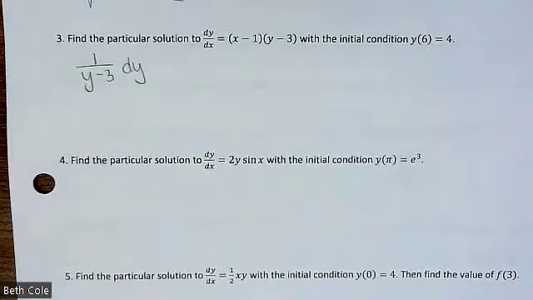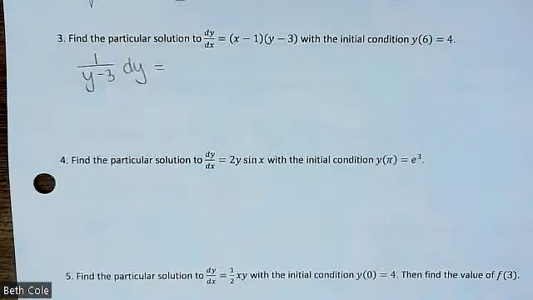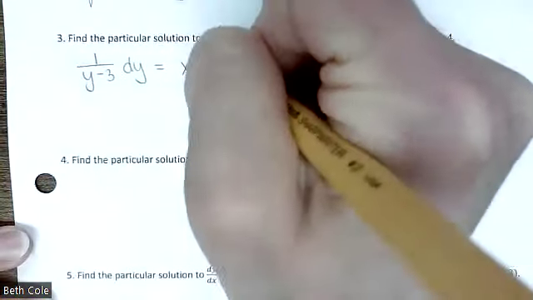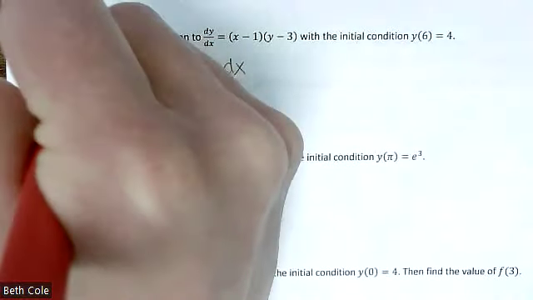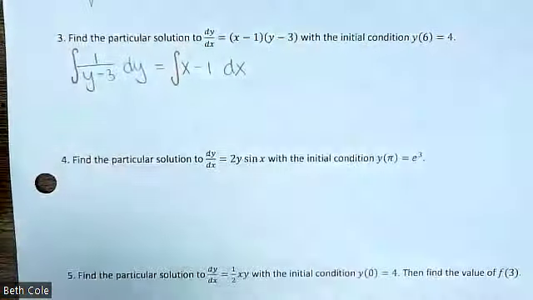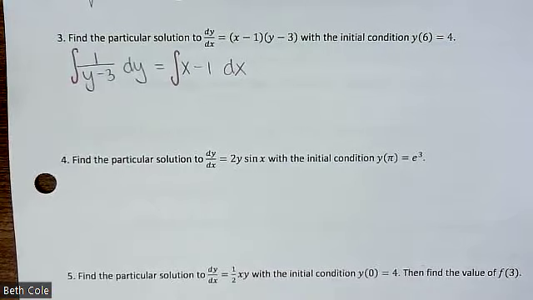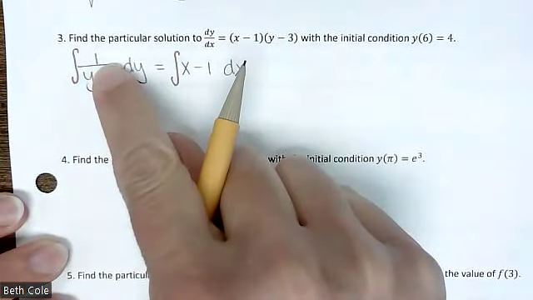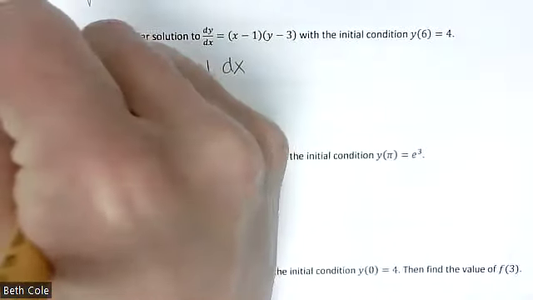Since we divided, I put it in the denominator. And then equals, what do we have on the right side? Yeah, x minus 1 dx. Perfect. So we got it separated. Then we're going to do the antiderivative. What do we get on the left side for our antiderivative? If I cover this up, what is it? ln y. So it's going to be ln y minus 3.